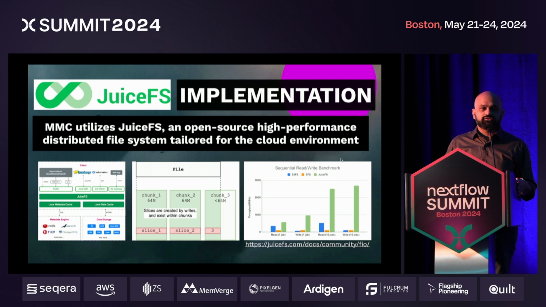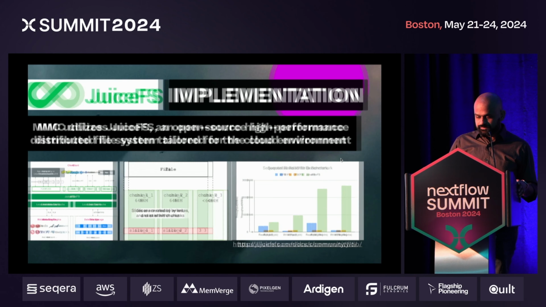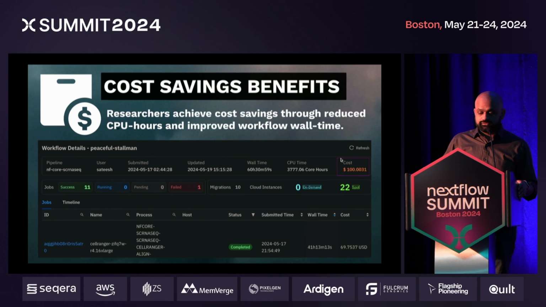And JuiceFS manages all this chunking of data through a metadata engine, and in our case, we use Redis. And the metadata engine is keeping track of all the data and the chunks and the locations. And just by chunking it up and distributing, you can scale horizontally and achieve some really high performance read and write speeds to your cloud storage, as you can see in the graph, where JuiceFS in green is being compared to S3FS and EFS. So researchers achieve cost savings through reduced CPU hours and improved workflow wall time.